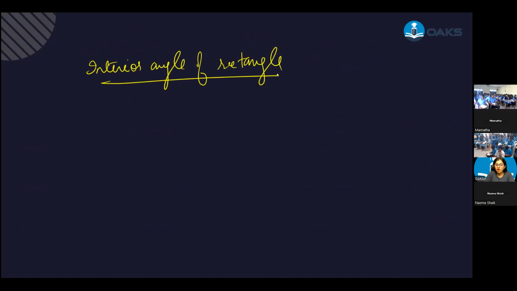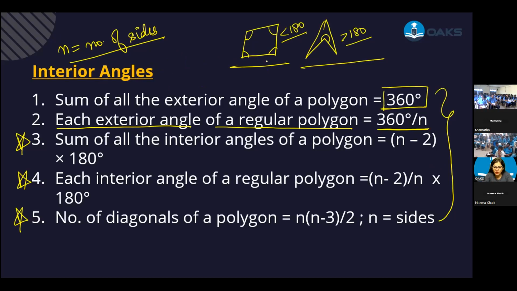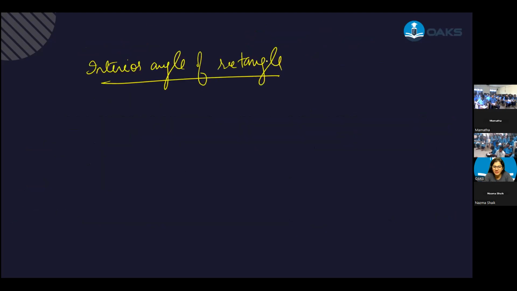Now you have to tell me the interior angle of a rectangle. Solve with the help of formula. Do not just tell me the answer. Solve with the help of formula. What was the formula? I also forgot. It is n minus 2 into 180 degree.